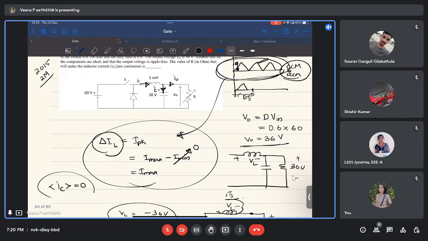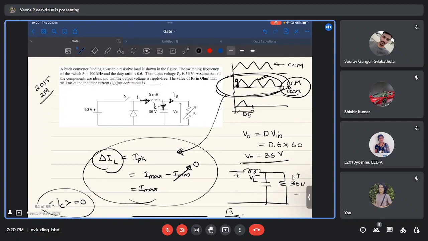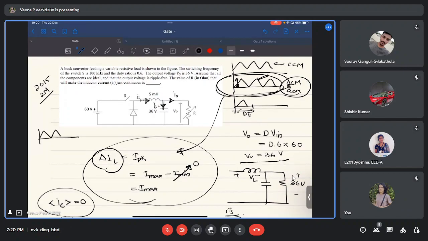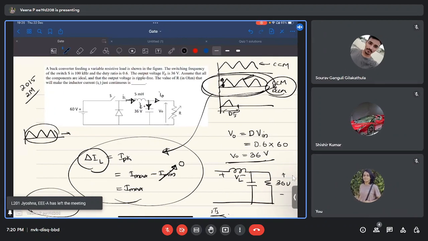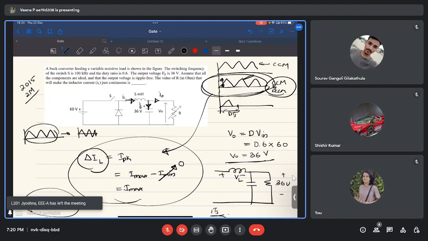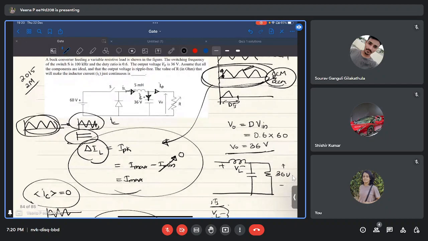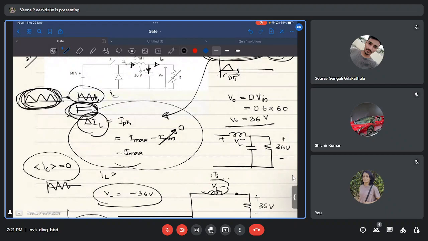If the capacitor average current is 0, the capacitor only has ripple current. Whatever current flows through the inductor has a ripple component and an average component. The ripple component will flow through the capacitor and the average component will flow to the output. So whatever average component is there in the inductor current, you will get at the output. So the average value of inductor current is the same as the output current.